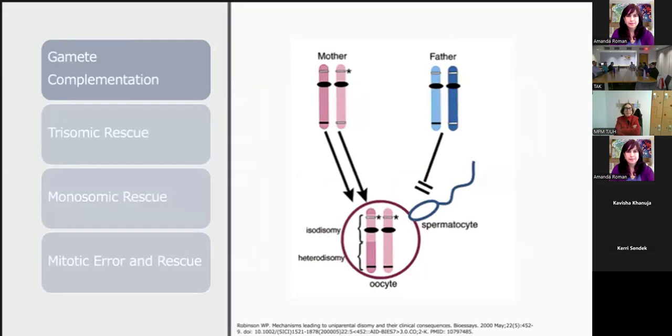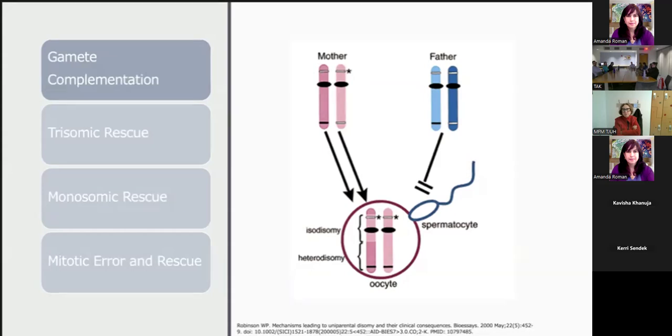Now, again, because there's been several months since our last presentation and previous discussion, I want us to very briefly review the 4 overall mechanisms leading to the state of uniparental disomy. The first one is gamete complementation, which is depicted here. This occurs when there is a non-disjunction event in meiosis, leading to the transmission of 2 copies of a chromosome to the gamete, which is then fertilized by a nullisomic gamete lacking the same chromosome.